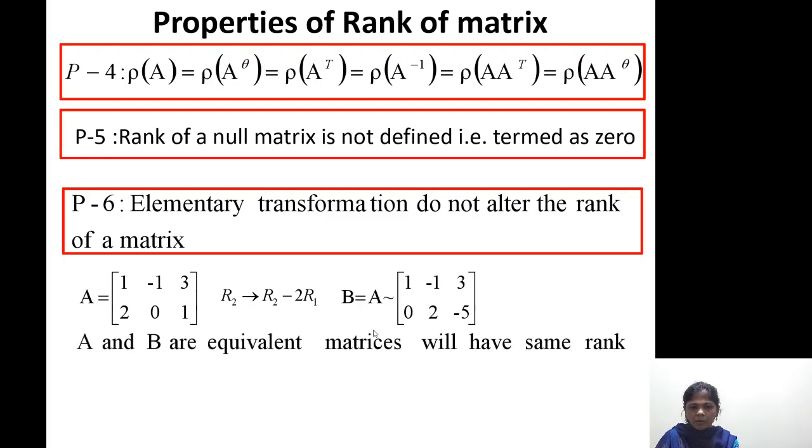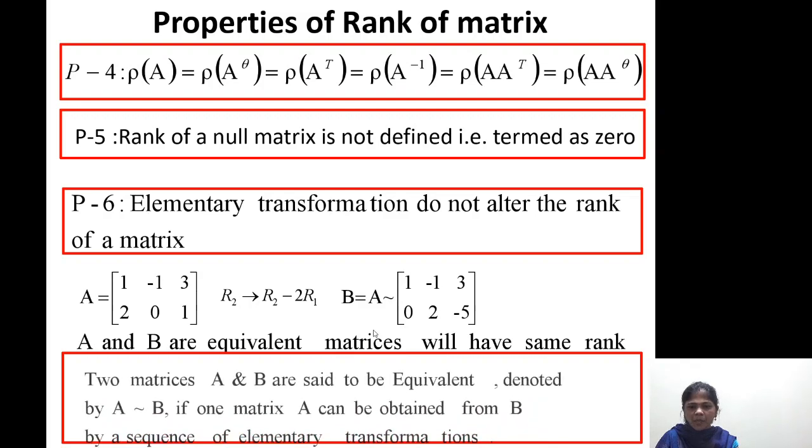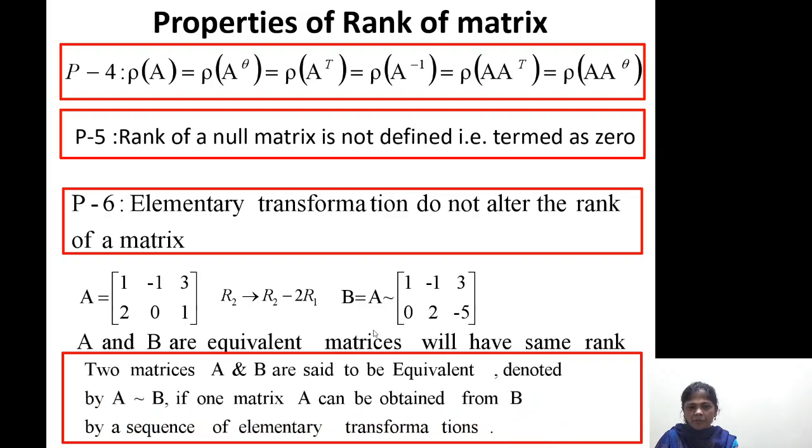A and B are called equivalent matrices. What is meant by equivalent matrix? The two matrices A and B are said to be equivalent if one matrix A can be obtained from another matrix by the sequence of the elementary transformations.